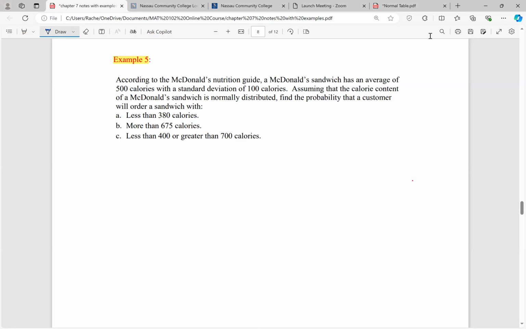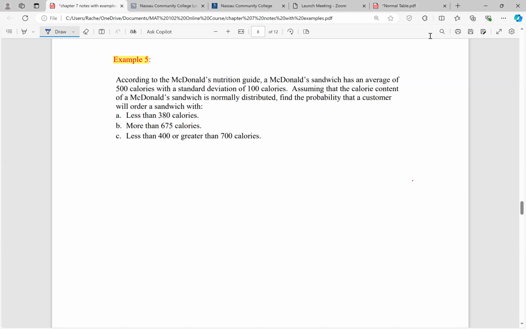So example 5 says, according to the McDonald's nutrition guide, a McDonald's sandwich has an average of 500 calories with a standard deviation of 100 calories. Assuming that the calorie content of a McDonald's sandwich is normally distributed, find the probability that a customer will order a sandwich with, and then there's A, B, C.